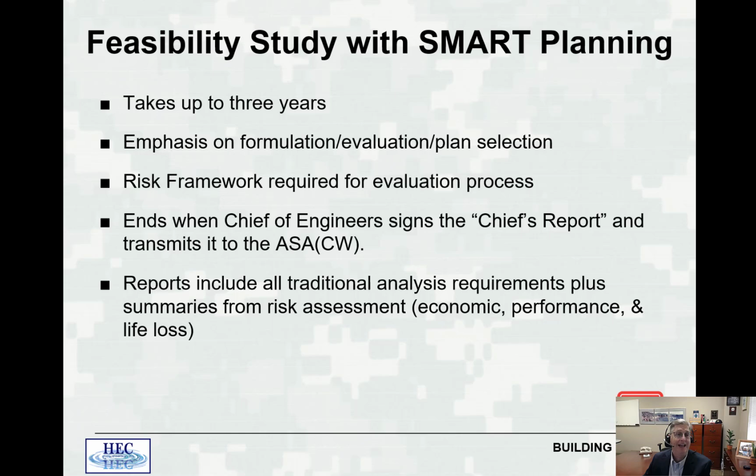The feasibility study ends when the Chief of Engineers signs the chief's report and transmits it to the ASA, the Assistant Secretary of the Army for Civil Works. The report includes all the traditional analysis requirements plus summaries from the risk assessment. So those are the things that we found in ER 1105-2-101 that are required. Things like your economic, performance, and life loss metrics.